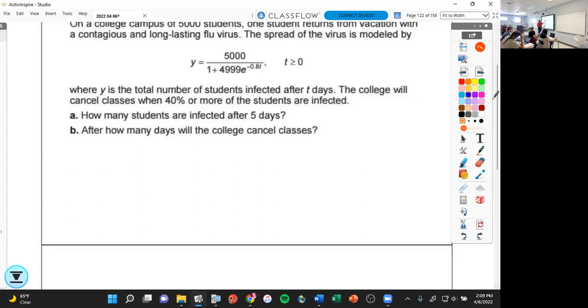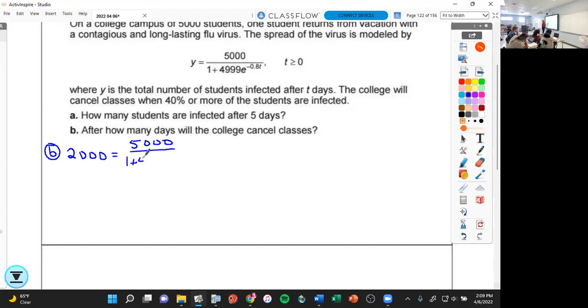Okay. So I'm going to do part B. I'm not going to worry about part A. I'm sure y'all can plug a number in and get an answer. Y, that is 2,000, equals 5,000 divided by 1 plus 4,999 e to the negative 0.8 t. The question wants to know, after how many days will classes be canceled? Solving for t.